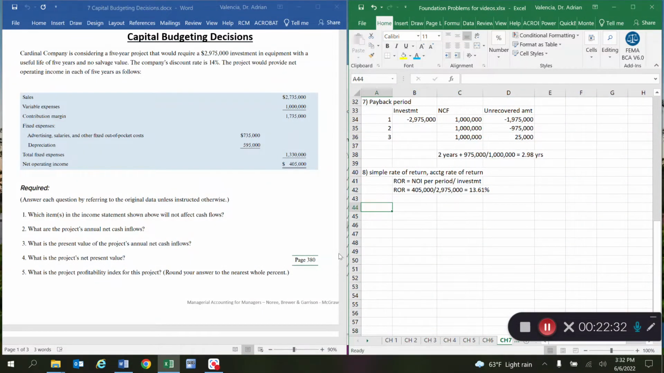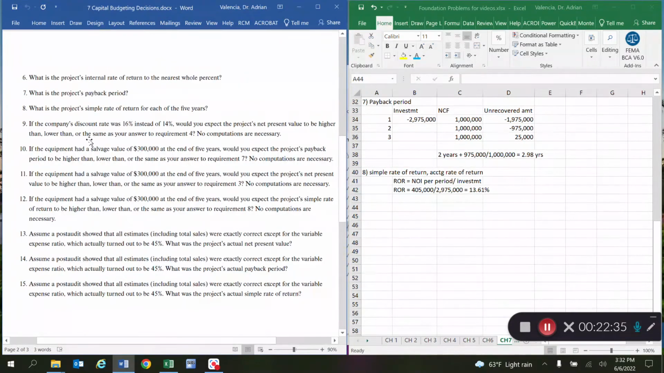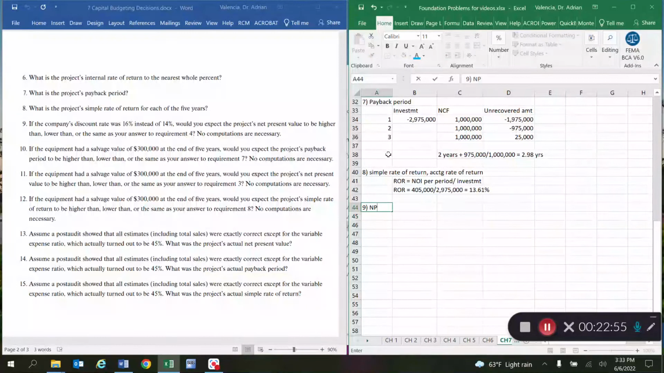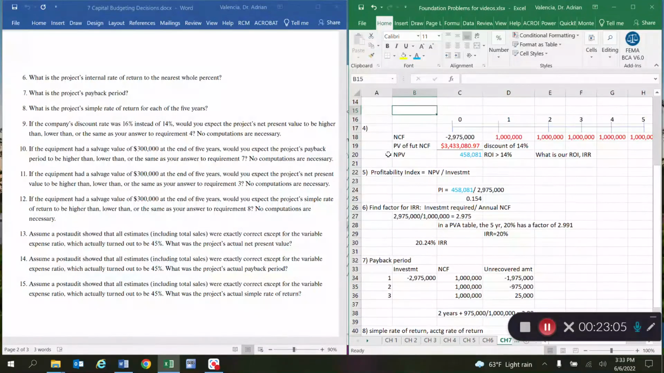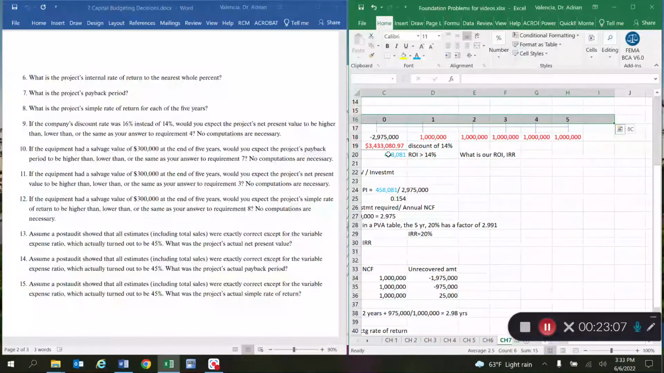All right, let's go look at number 9. Number 9 says, if the company's discount rate was 16%, would you expect the project's NPV to be higher than, lower than, or the same as your answer in number 4? And they don't want us to do any computations. So I'm just going to show you here. So let's do 9, NPV if discount rate is 14%. So let's copy this right here. Bear with me here.